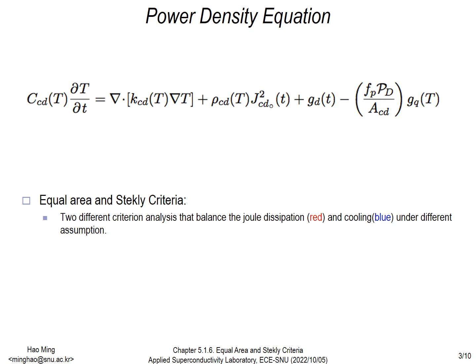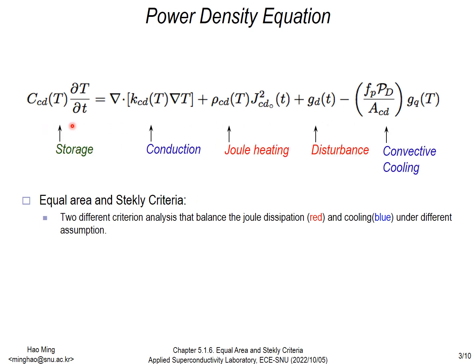At the beginning, here is a power density equation governing the temperature of a unit superconductor volume, considering the thermal stability of a superconducting magnet carrying operating current. The left-hand side represents the time rate of change of thermal energy density of the conductor, where capital C is the heat capacity per unit volume of the conductor. For complete steady-state stability, this term must remain zero at all times.